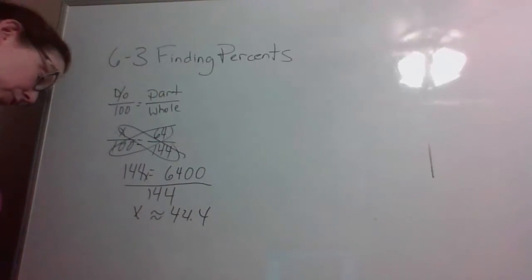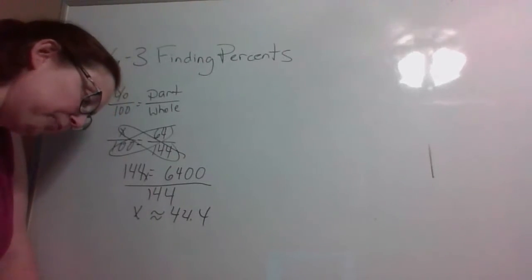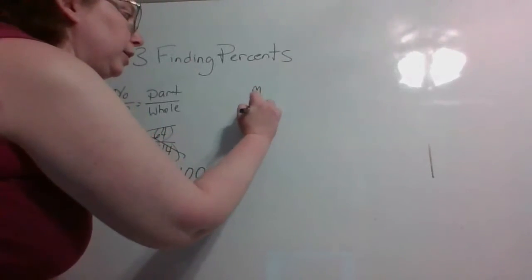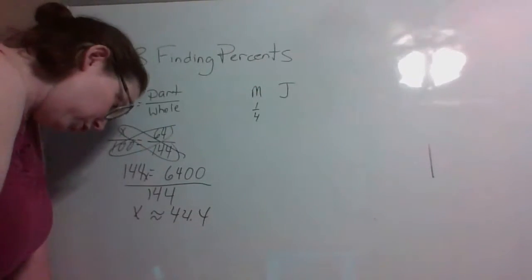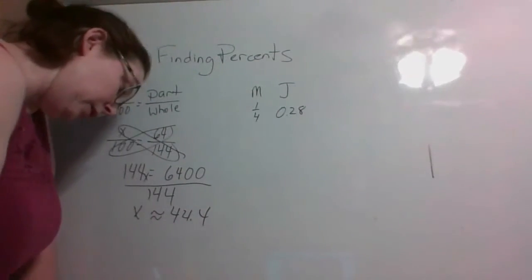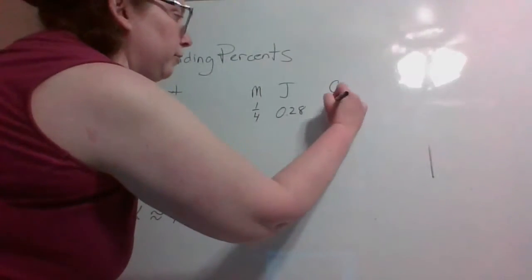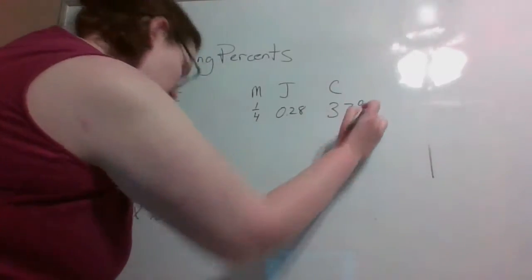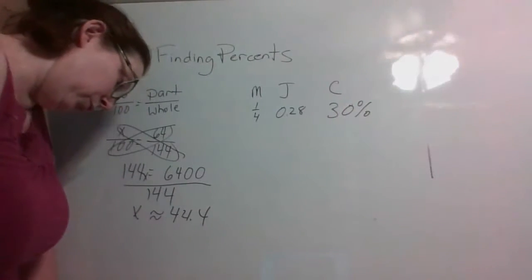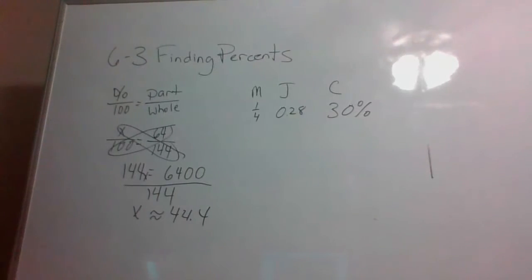The next example, we have some brothers and sisters that are building a tree house in their backyard. Mary did 1/4 of the work. Joshua did 28/100ths of the work. And Caroline did 30% of the work. And then we know that Laura did the rest. You want to know what percentage did Laura do?